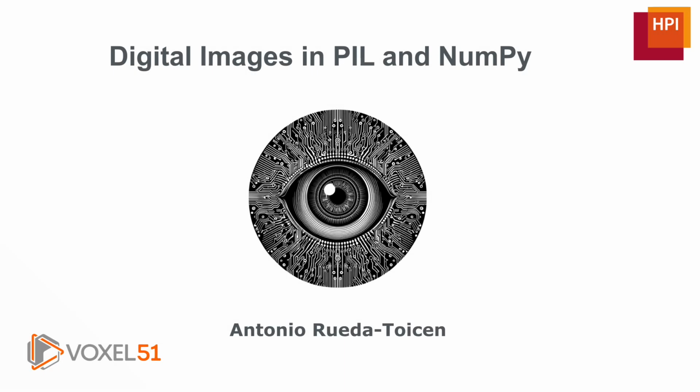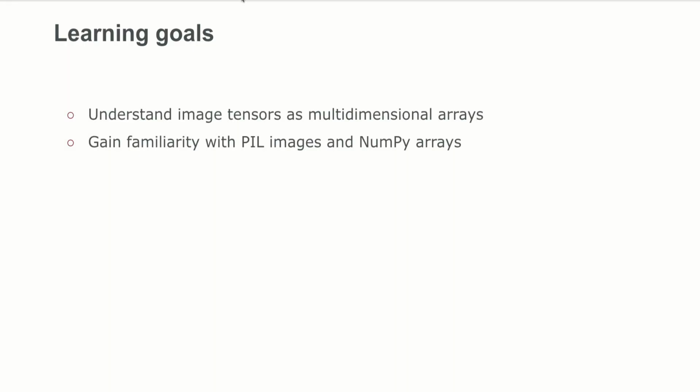Hi, in this video we'll discuss a representation of digital images in PIL and NumPy, which are two common libraries for image processing in Python. So our learning goals are to understand tensors as multidimensional arrays that we use to represent images, and to gain familiarity with the format of the Python image library images and the NumPy arrays that we use to manipulate images and visualize them with matplotlib.